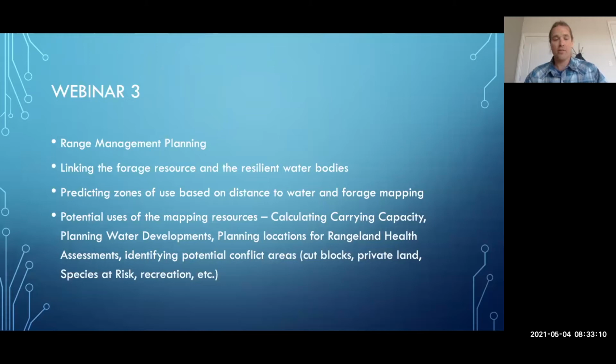We're also going to end today's webinar with the different ways of accessing the maps and how you would use the maps in a GIS interface or within a PDF map or Avenza on your handheld for in the field.